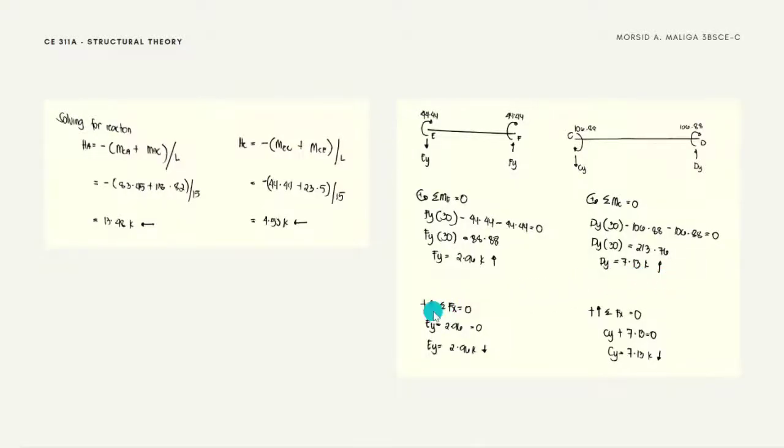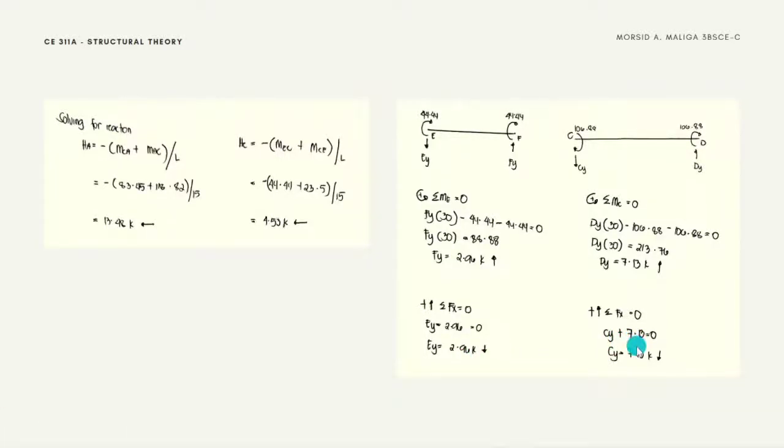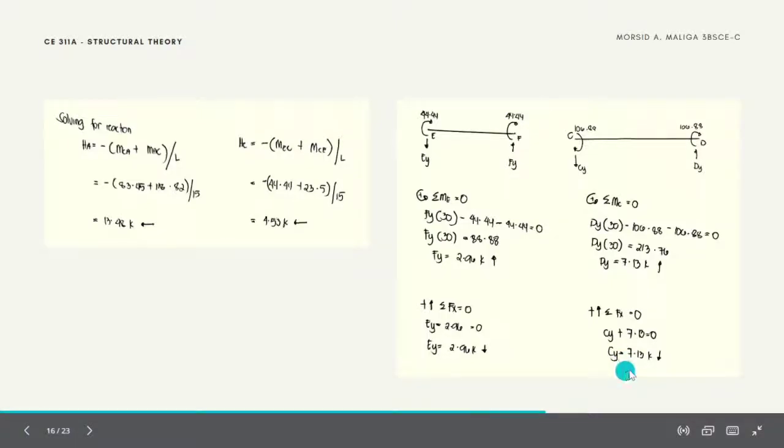And here, ginamit natin is sa moment, summation of horizontal forces, which is 2.96 kips downward ang ating EY. So, dito naman is, meron tayong C, ginamit natin is also summation of horizontal forces, in which ang CY natin is 7.13 kips downwards.